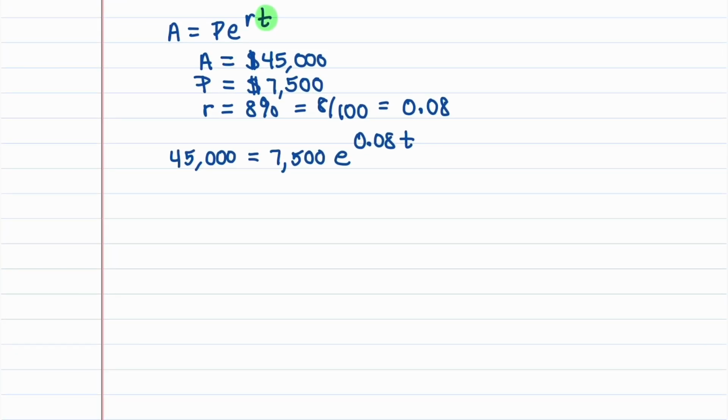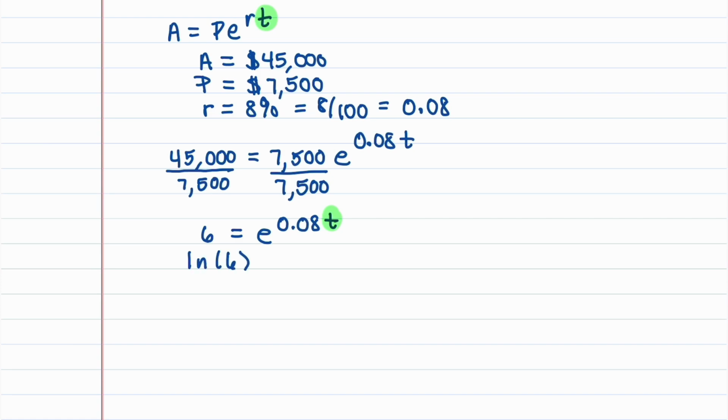Let's go ahead and simplify this by dividing each side of the equation by 7,500. That will isolate our exponential. $45,000 divided by 7,500 is equal to 6. And then on the right, we have e to the 0.08 times T. Notice that T is up in the exponent, so we're going to use logs to get that T out of the exponent. Because we have an e, the best log to use is the natural log. So I'm going to take the natural log of both sides.